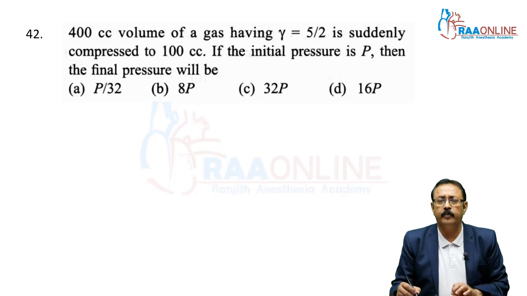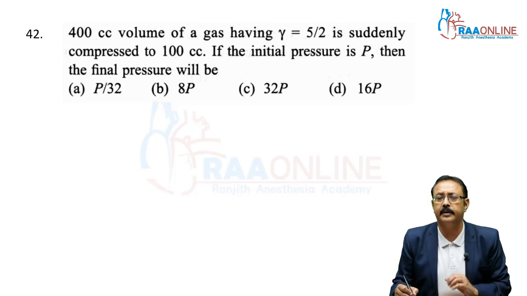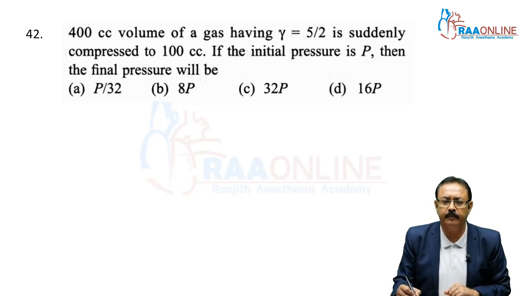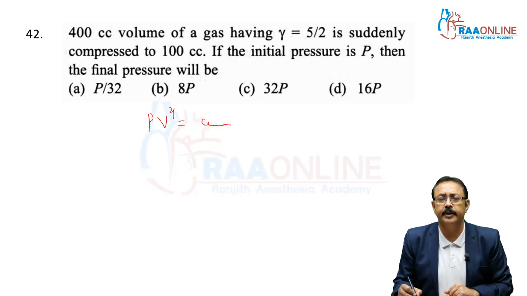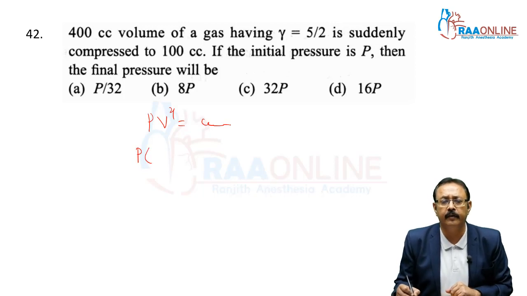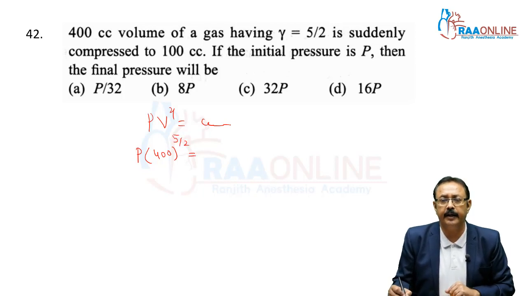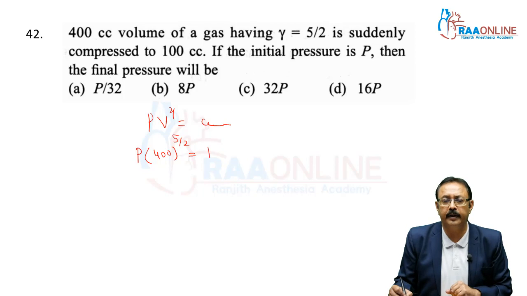400 cc volume of a gas having gamma 5/2 is suddenly compressed to 100 cc. Its pressure was P, find the final pressure. Simple, PV raised to the power gamma should be constant. Initial pressure was P, initial volume we are taking 400 cc, gamma 5/2. Units are the same. Again, pressure we want to calculate. It is 100 raised to the power 5/2.